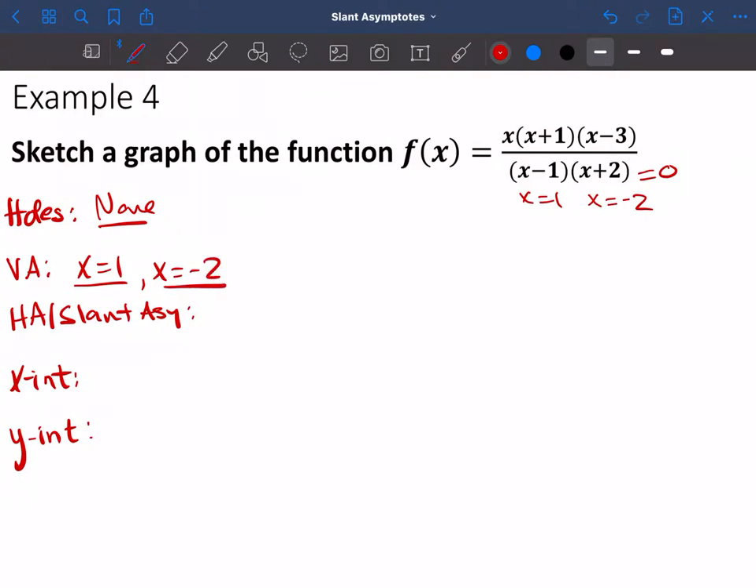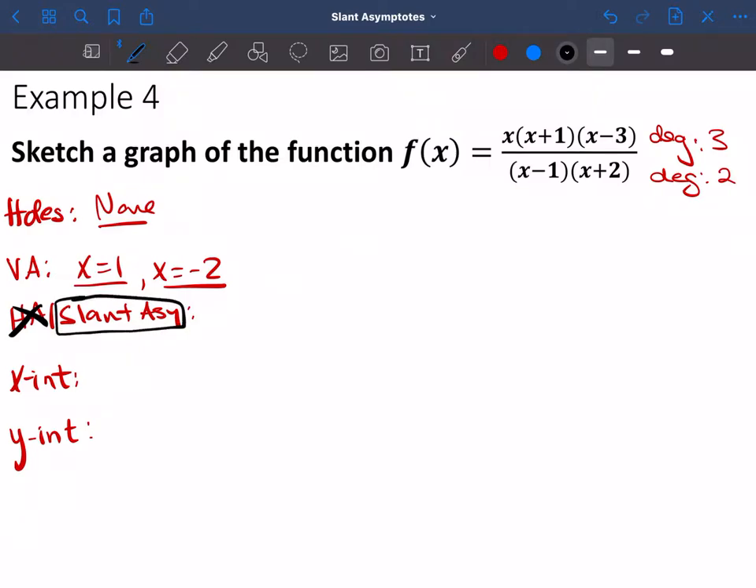And then we have our slant asymptote. For our slant asymptote or horizontal asymptote, we need to compare the degree of our numerator and our denominator. The degree of my numerator is 3, the degree of my denominator is 2, and in this situation my top degree is bigger than the bottom. So we do not have a horizontal asymptote, we have a slant asymptote in this situation. So what we need to do is perform long division and determine what our quotient is, because whatever the quotient is, that's going to be the equation for our slant asymptote.